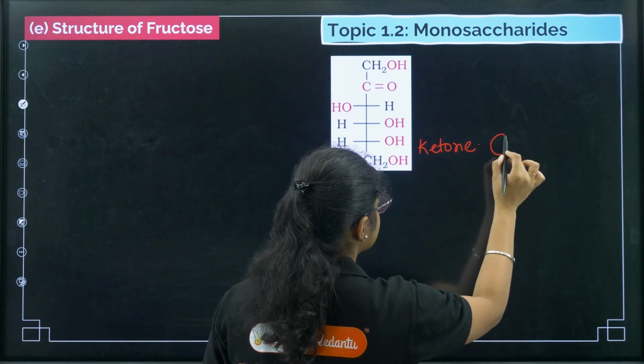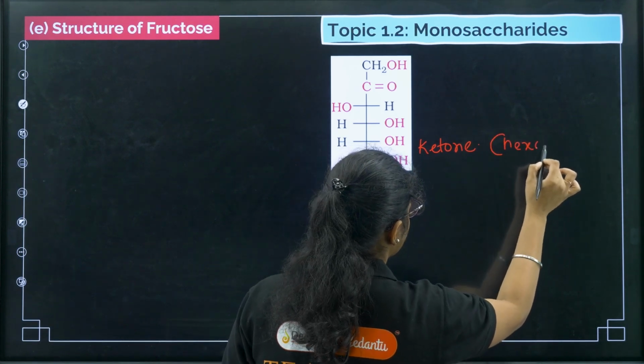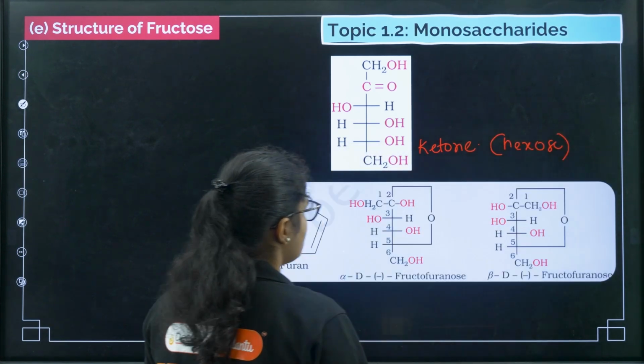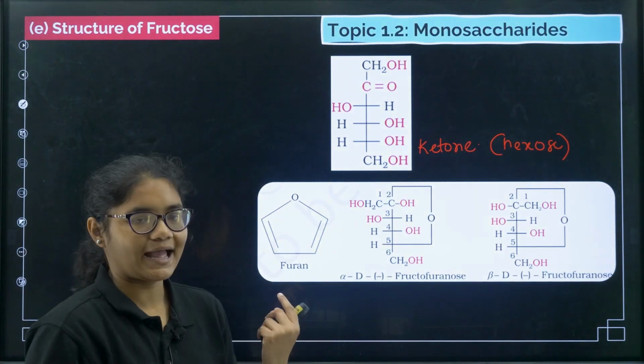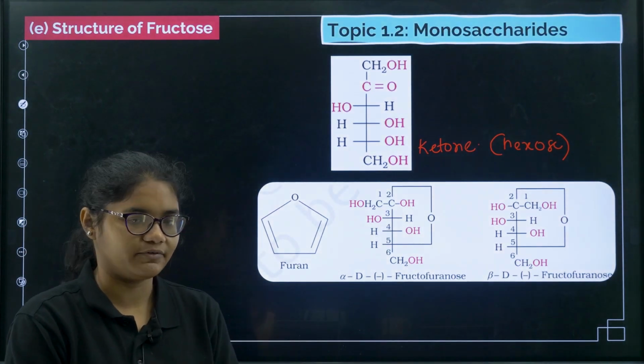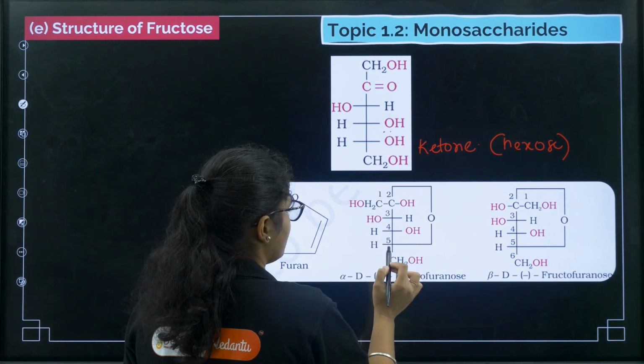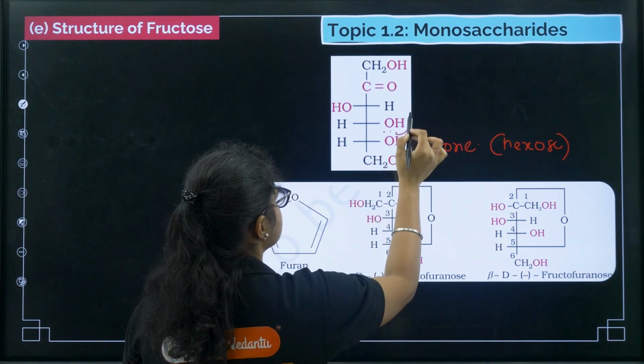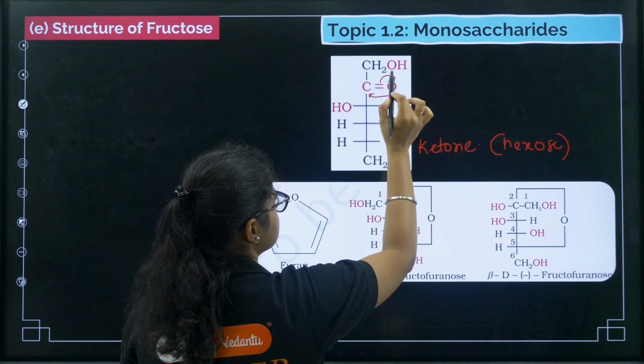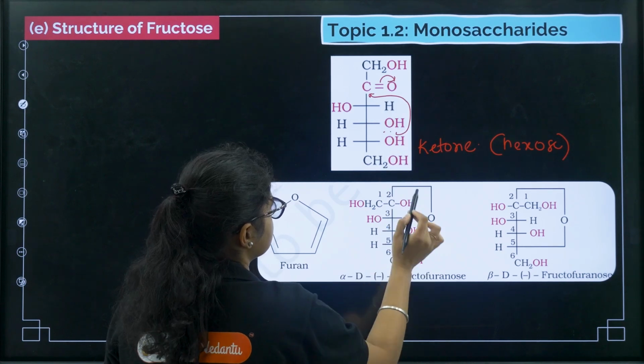Okay, and this also has 6 carbons, so this is also a hexose group. Now, like we have a cyclic structure for glucose, in the same way we have a cyclic structure for fructose. So what happens is this carbon's OH group combines with this one and this bond shifts here, so we get a structure like this.